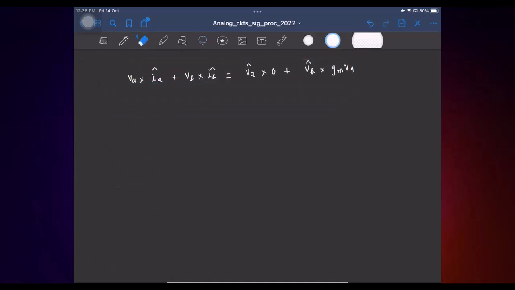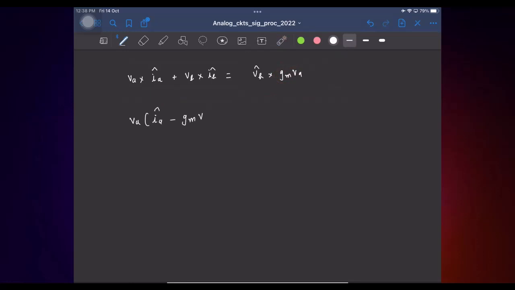Okay. So this is 0. I'll just erase it. So I just have this. I'll bring VA here. So I'll have VA times IA hat minus GMVB hat, fine, plus VB times IB hat, this is 0, fine. And as I just mentioned, the only control we have are with the voltages and currents VB hat and IB hat.